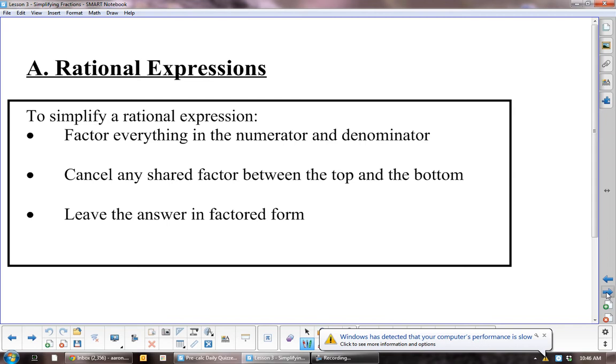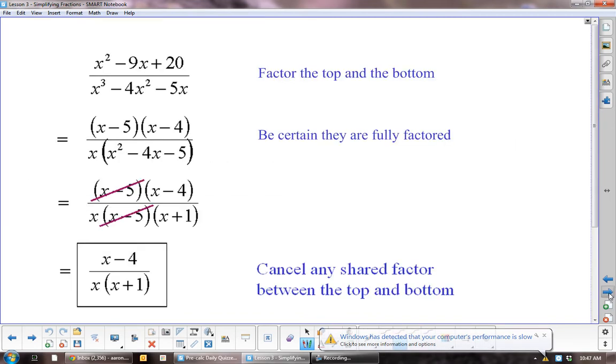Now, you want to factor everything in the numerator and the denominator. You want to cancel any shared factors. So what does it mean to factor things? Like break them up, so things can cancel. And then leave the answer in the factored form. So what does that look like? Well, here's what we're talking about.